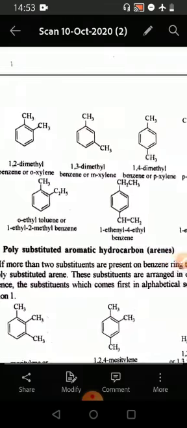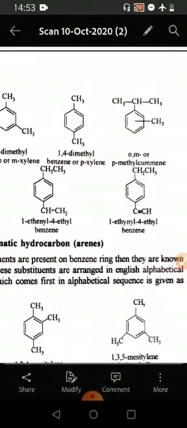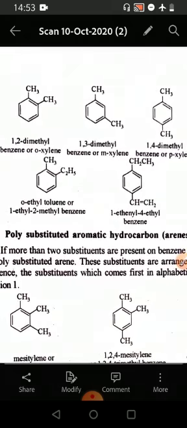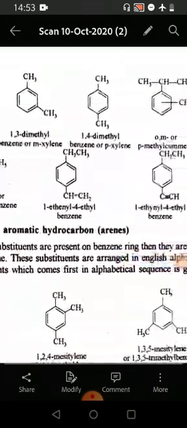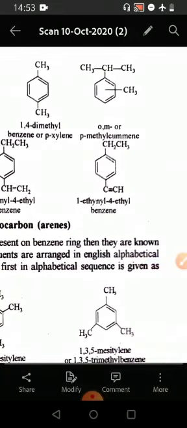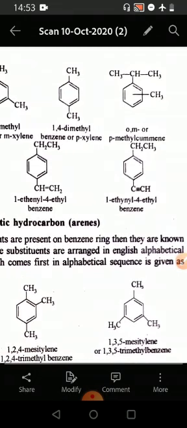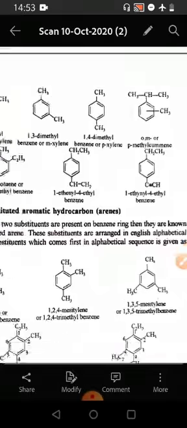1,2-dimethylbenzene, 1,3-dimethylbenzene, 1,4-dimethylbenzene, 1-ethyl-2-methylbenzene, 1-ethenyl-4-ethylbenzene, 1-ethynyl-4-methylbenzene. So here it is a double bond and here it is a triple bond. So the double bond is ethenyl and the triple bond is ethynyl.